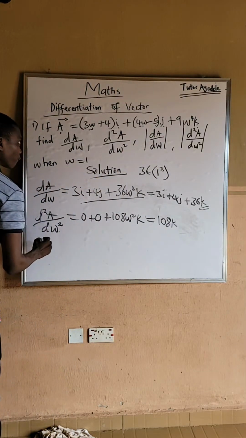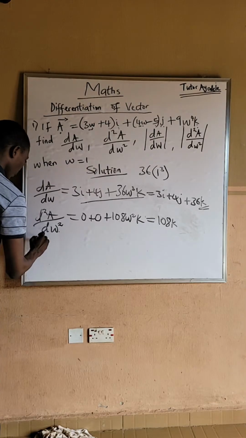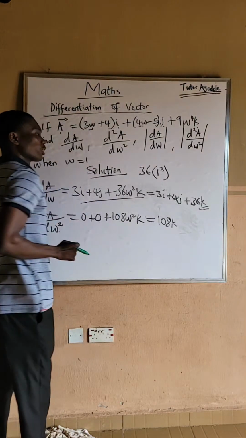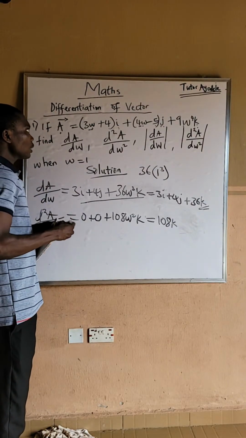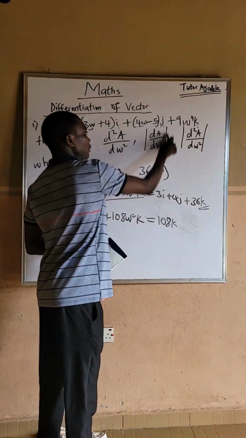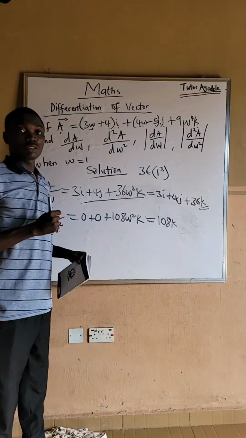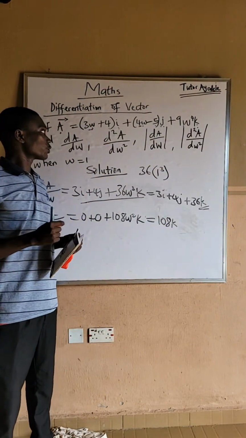So we have, now this one, we don't need to stress ourselves much here. These two lines simply mean magnitude. It simply means magnitude. Okay?